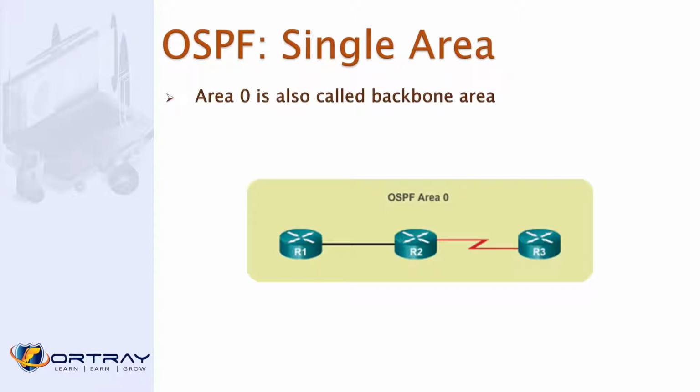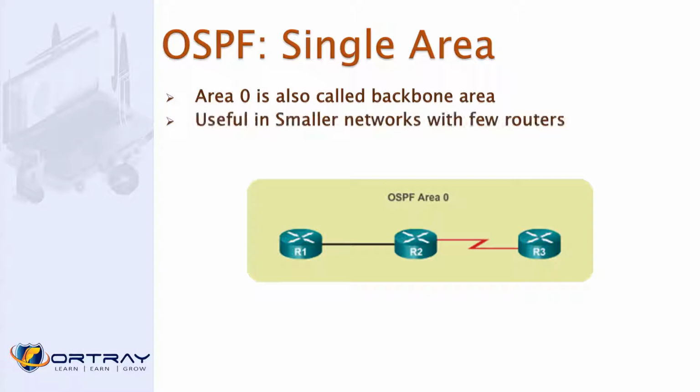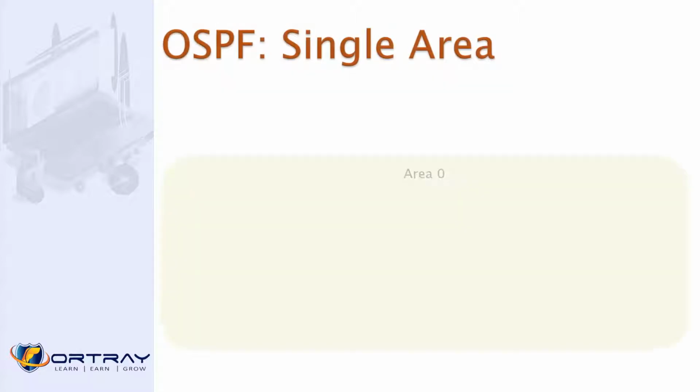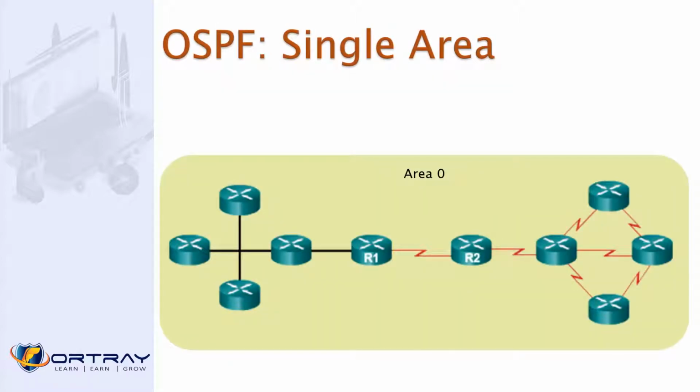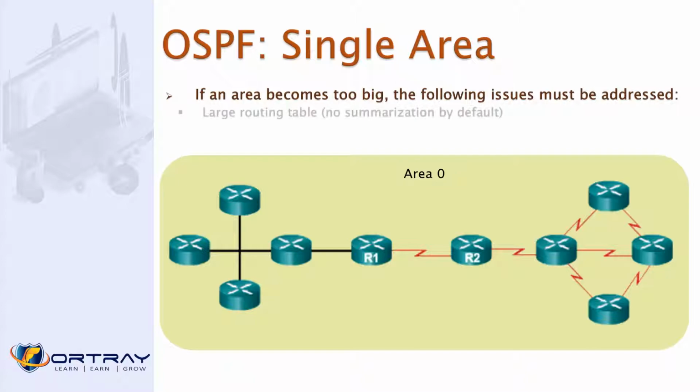So what we have done in OSPF is divide the network into a more hierarchical network rather than just one flat network. A single area is useful in a smaller network with a few routers, if you have just one area, area 0. Area 0 is always called a backbone area. In a single area, we can see area 0 has multiple routers. Previously the network was fine when there were only a few routers. Now the network has grown.